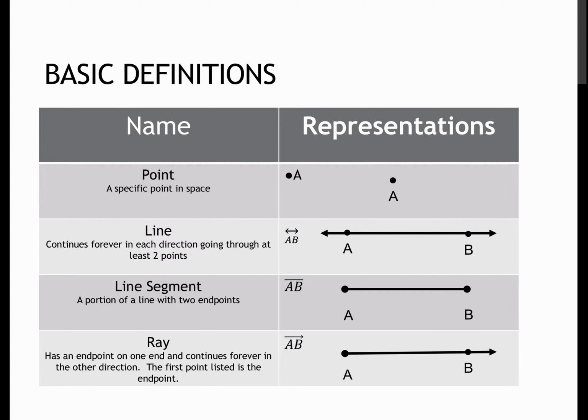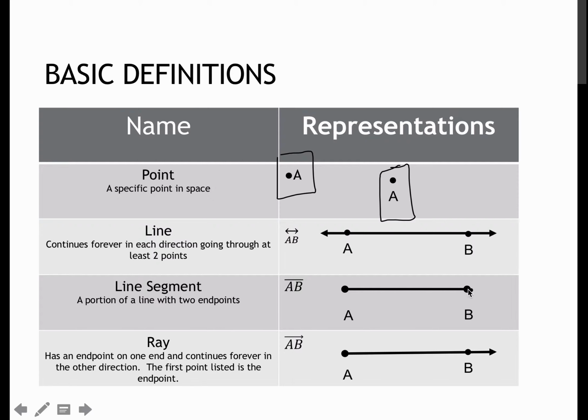For a point, for instance, a point is just a specific point in space or a place in space. The first part of our representation is how you might see it written in a sentence. So if they have the word point and then A, they're talking about a specific point. If it's an actual picture, it's going to look more like this, with the point and then A either below or above, typically below. Now, as you can see from my other representations, there's a point A and a point B within this line.